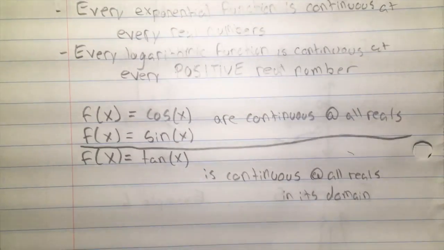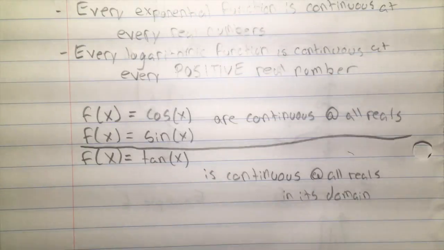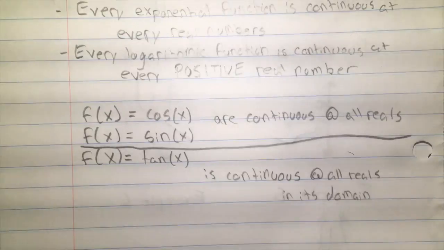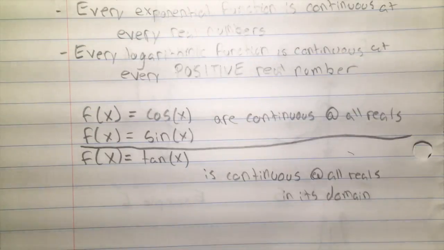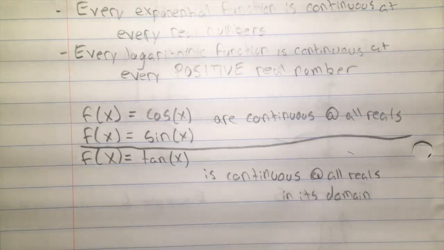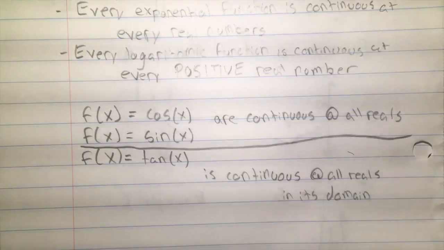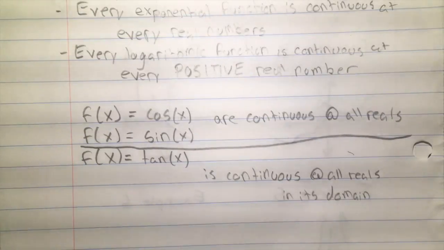Now the trigonometric functions, if you remember, cosine and sine are the waves, and they are continuous throughout all real numbers. And then tan, if you remember, has asymptotes every interval of pi divided by 2. However, it's continuous in all its real domain.